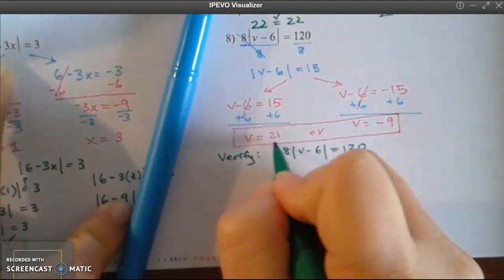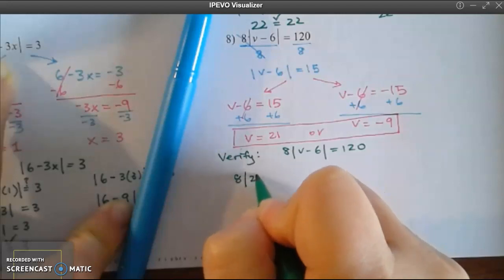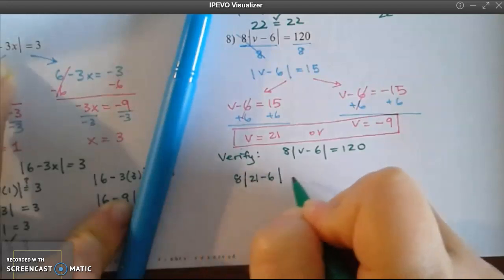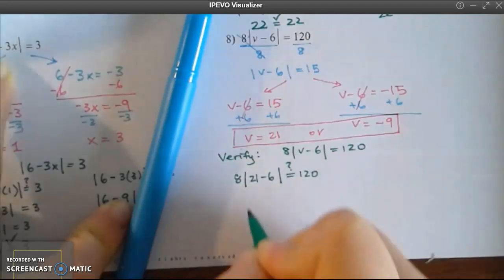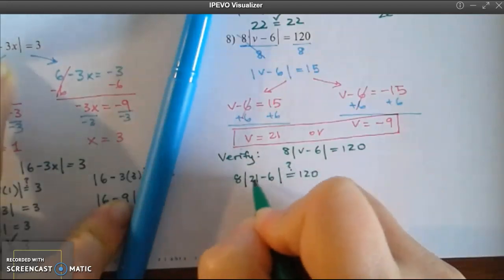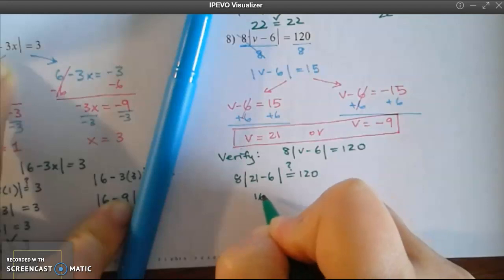So the first v is 21. So I'm going to substitute v to be 21, minus 6, close absolute value. Is that equal to 120? That's the question. Now we can evaluate. We need to evaluate inside first. 21 minus 6 is 15.